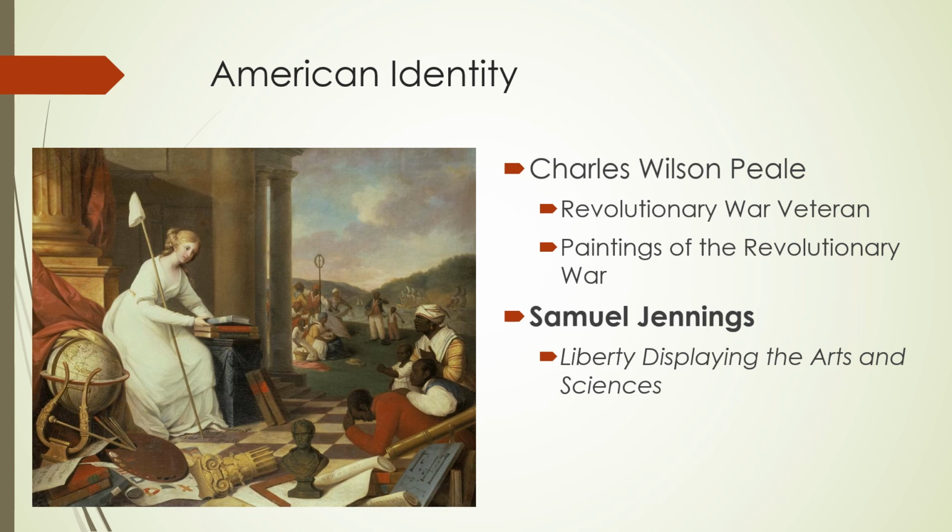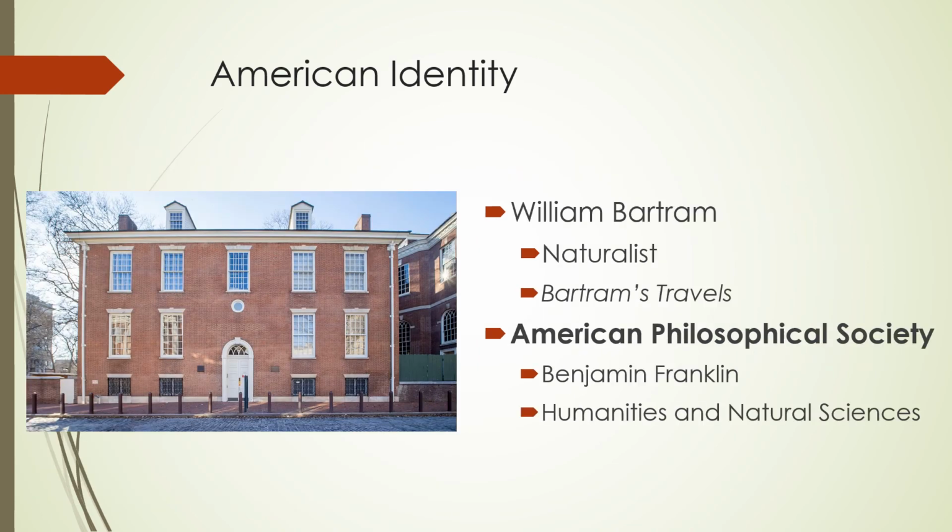But Jennings recognizes this, and he puts it in this painting to call attention to the fact that, hey, there are other people here. And he's almost saying, hey, how does slavery coexist with this identity that we're claiming is centered around liberty?